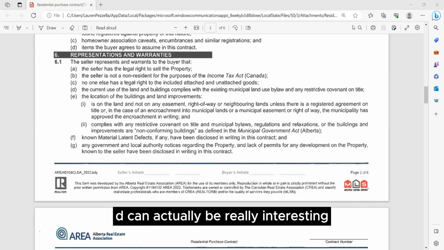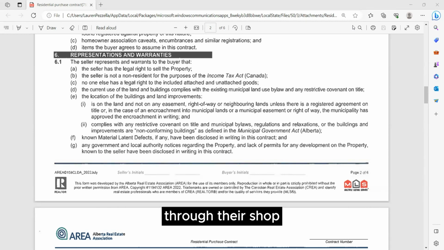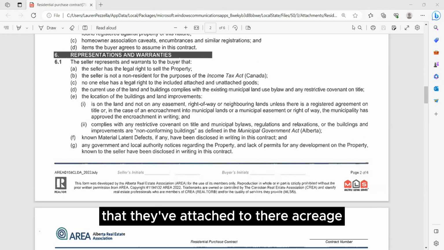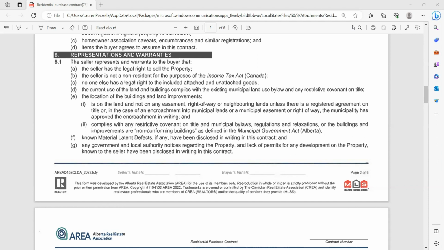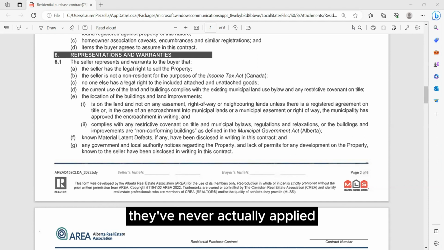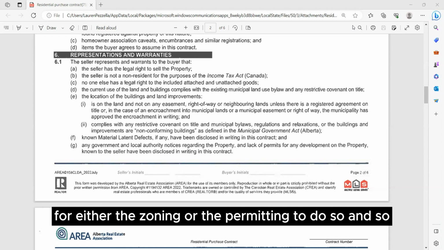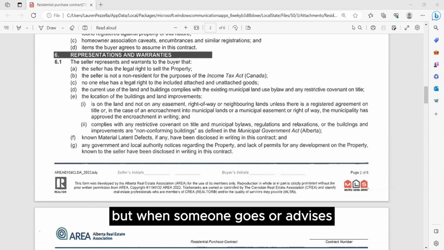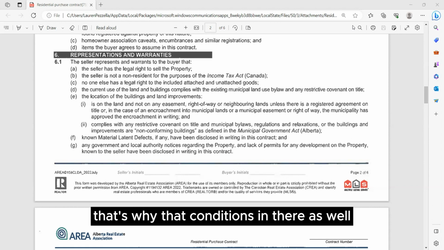Use can actually be really interesting. Sometimes you'll see people operating a business through their shop that they've attached to their acreage, and technically, they've never actually applied for either the zoning or the permitting to do so. But when someone goes there and buys it, sees what they're doing, they're like, oh yeah, I'm going to do the same thing, and they might run into issues with that. And so again, that's why that condition's in there as well.